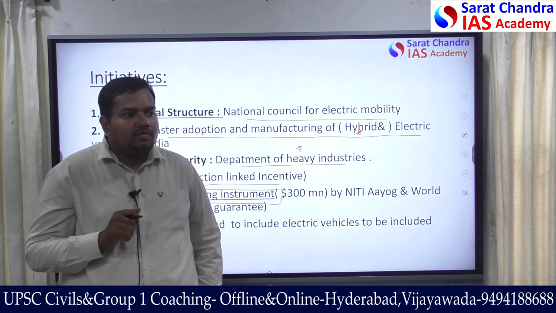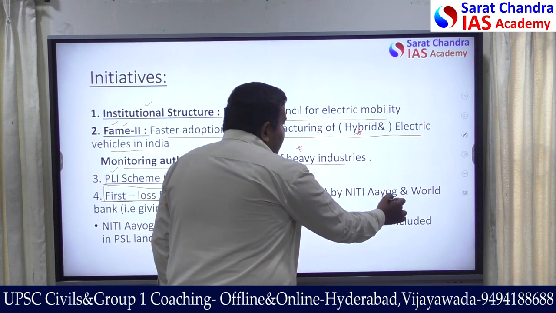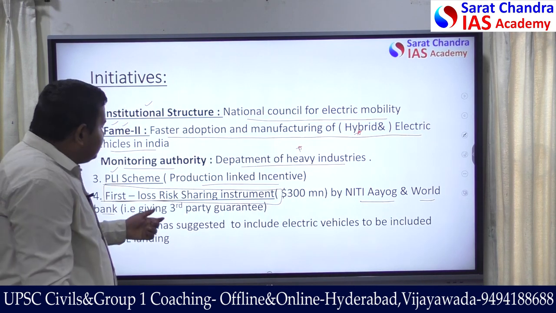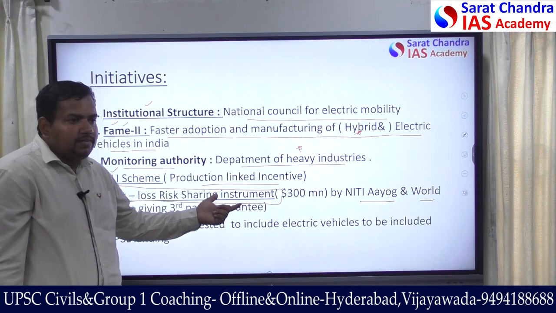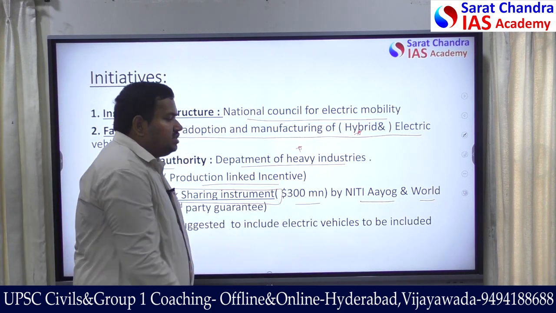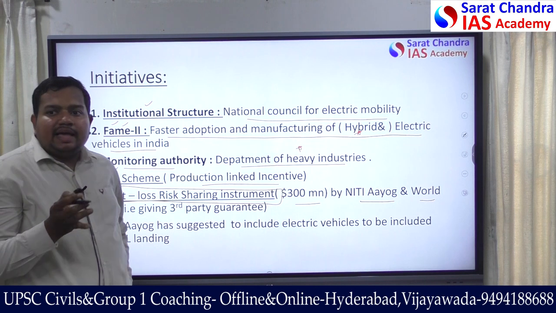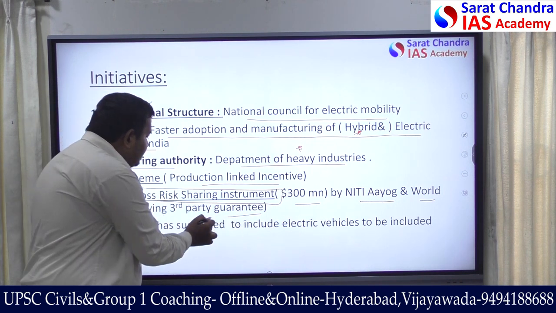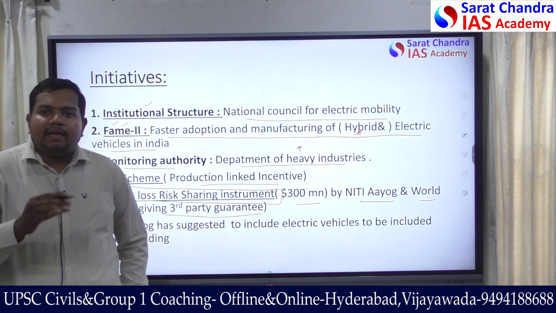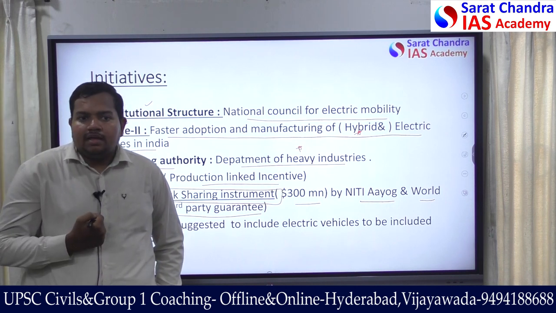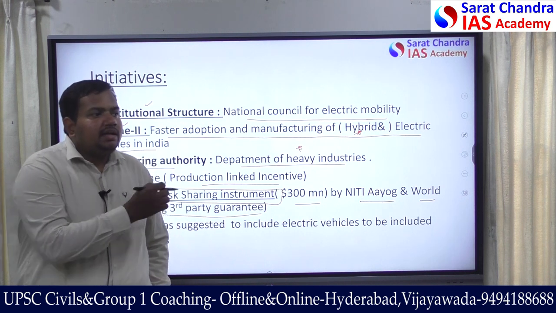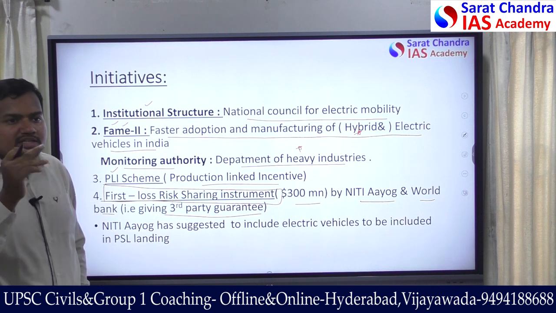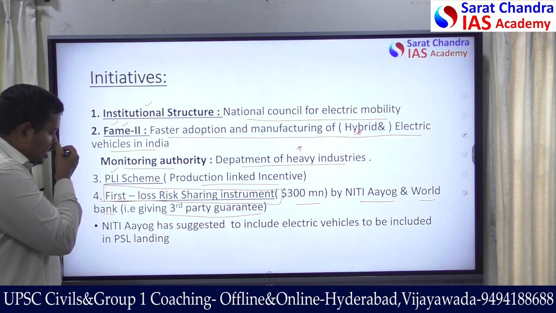So to avoid that, what the government has done, along with Niti Aayog and the World Bank, is create one instrument, that is the first loss risk sharing instrument of $300 million. Here the guarantee will be provided by Niti Aayog and the World Bank. Third party guarantee, that means the bank is going to give me the loan, but the guarantee is being provided by Niti Aayog and the World Bank in the form of this instrument. Okay, first loss risk sharing instrument, that is the meaning.